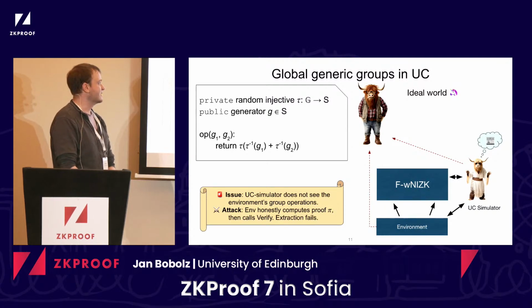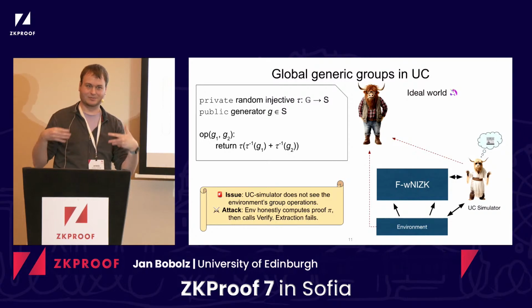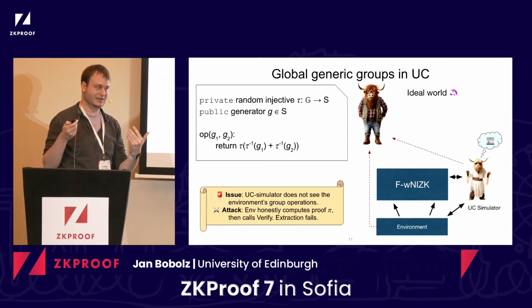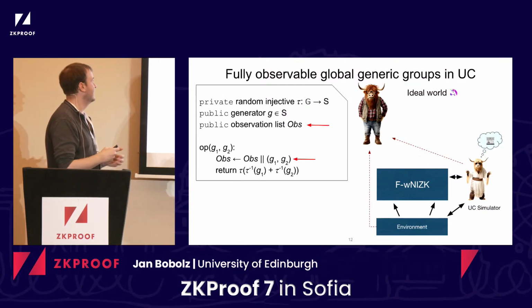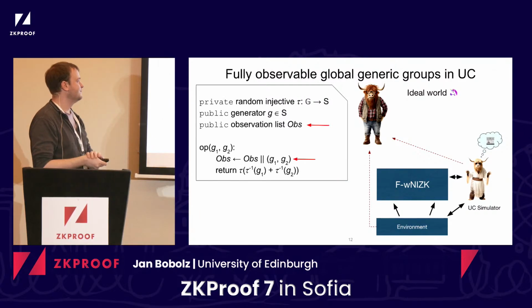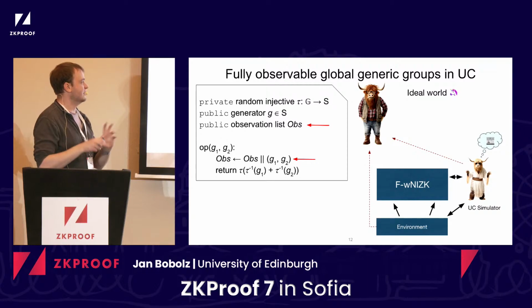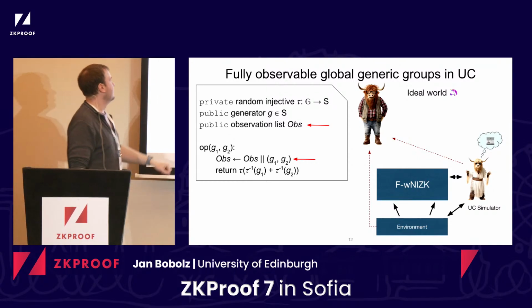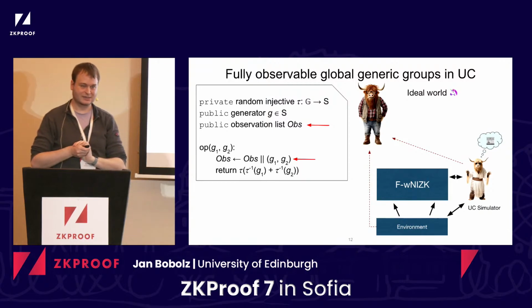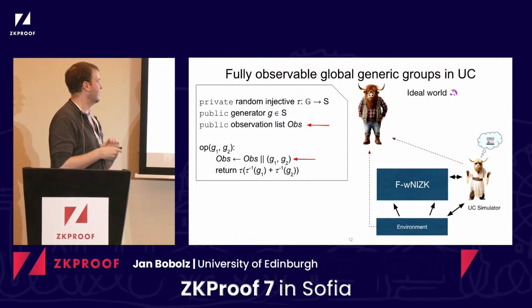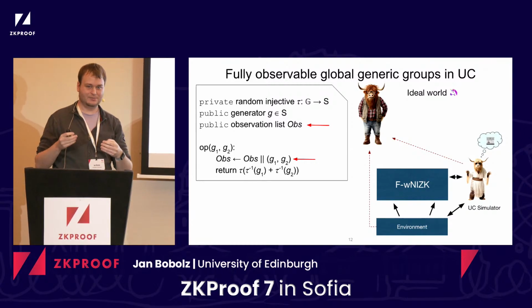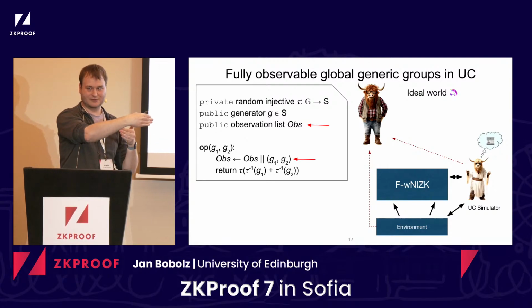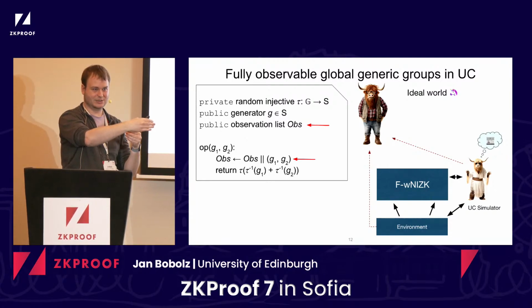One way to fix it is to say, okay, obviously there needs to be some mechanism by which the simulator can actually see group operations. So let's add this just to the functionality. This is the fully observable global generic group, which is the same as before. You can still do all of the group operations as before, but there's now this public observation list, which allows basically everyone to read. And whenever a group operation happens, we just remember in this observation list that this group operation has happened.